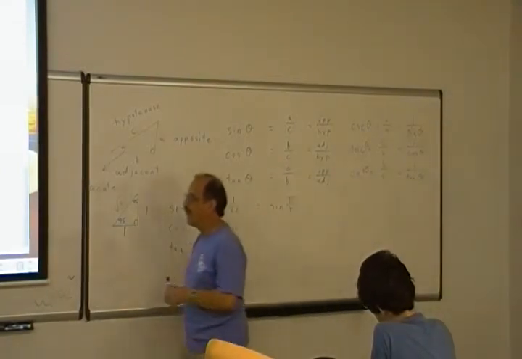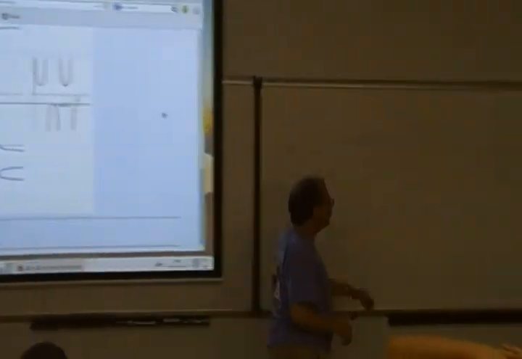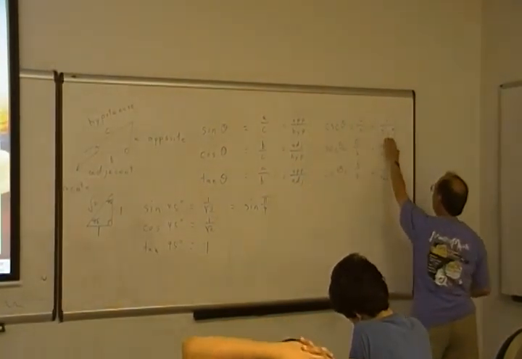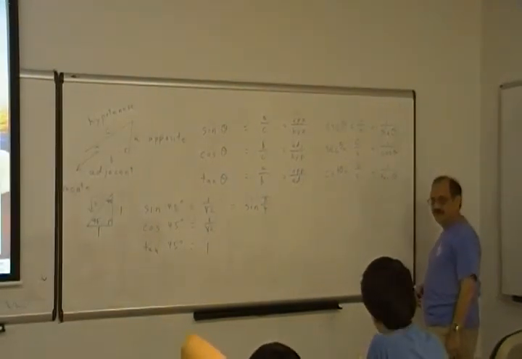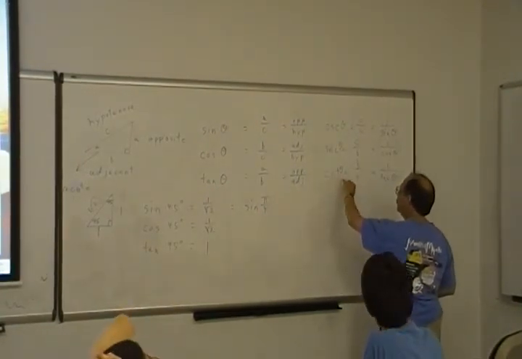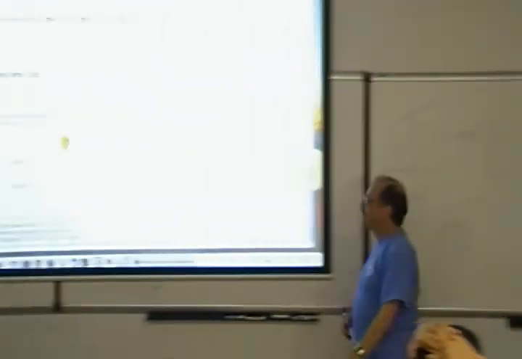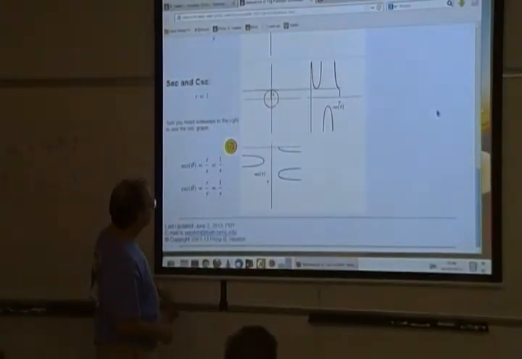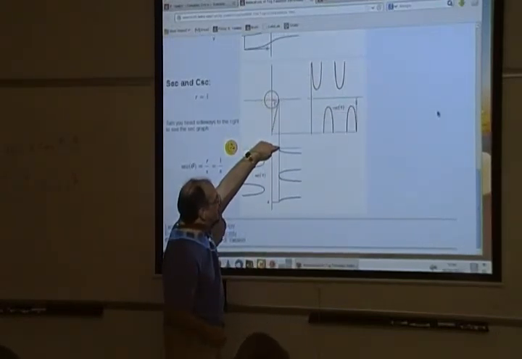Okay? And so when the cosine goes to 0, the secant goes to infinity. When the sine goes to 0, the cosecant goes to infinity. When the tangent goes to 0, the cotangent goes to infinity. When the cotangent goes to 0, the tangent goes to infinity. Okay? And so sine of 0 is 0. Cosine of 0 is 1. So here's secant. Cosine of 0 is 1. So secant of 0 is 1.